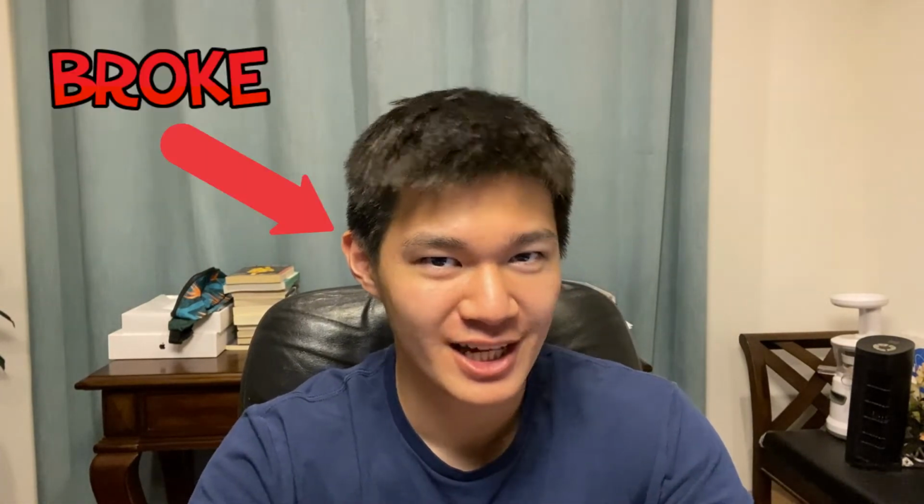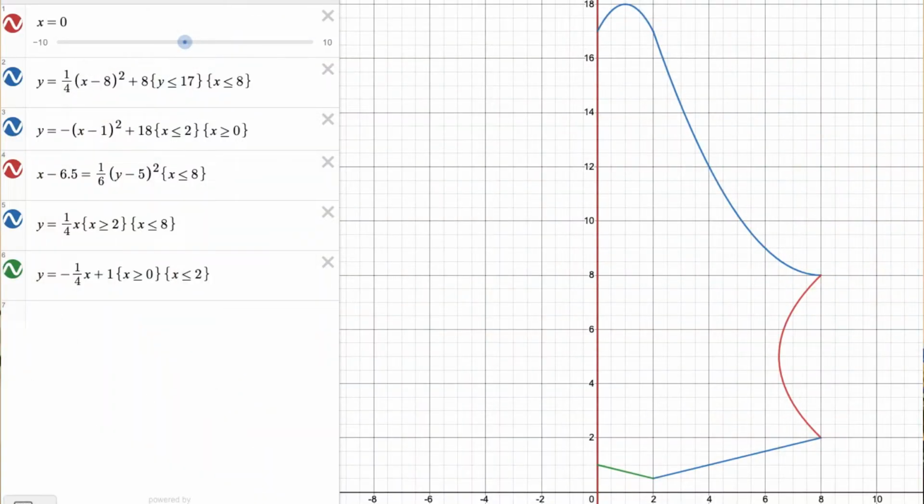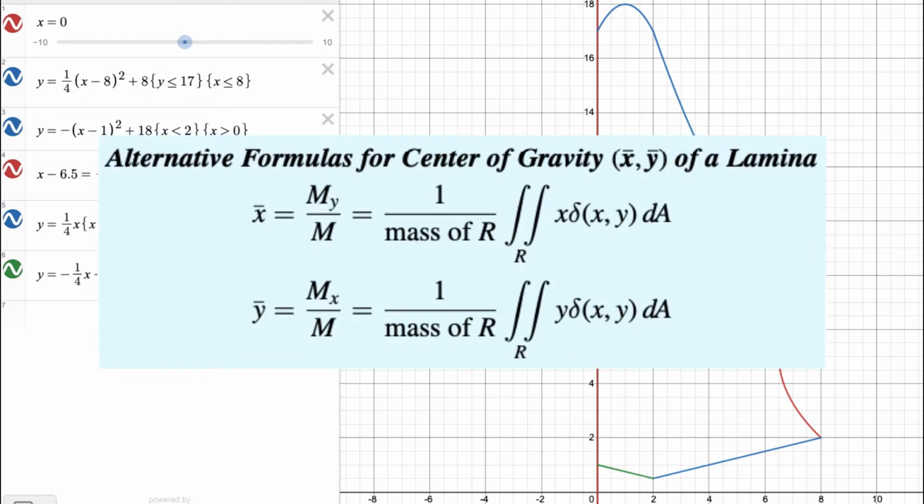The thing is, we won't be finding the center of mass of actual Yeezys because I don't have actual Yeezys. So instead, I grabbed a series of equations in Desmos to make this flat, really scuffed looking Yeezy shape. To find the location of the center of mass of this Yeezy, we will be using these equations.